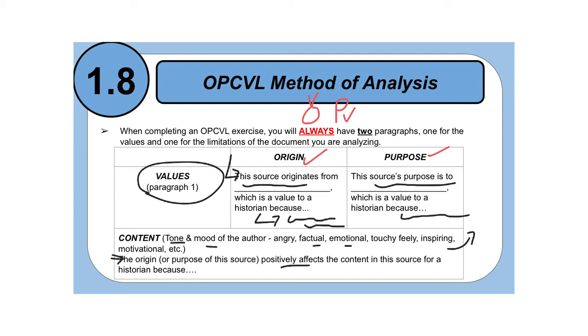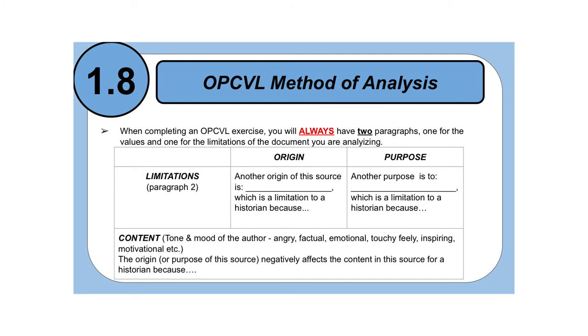You can clearly see that you have the origin and the purpose, and then you have two values. And then once you have content, you also tell us how it's valuable, and you will have OPC, and then you have your V. Now we'll just have to move on to the L, which is limitations. And here with limitations, you're going to do the same exact things as you did before.